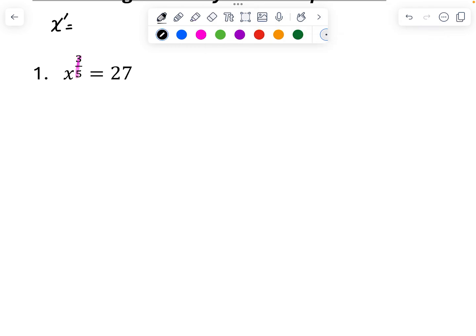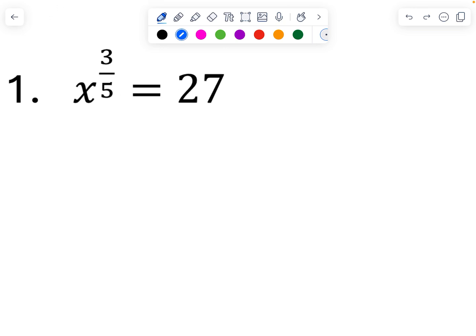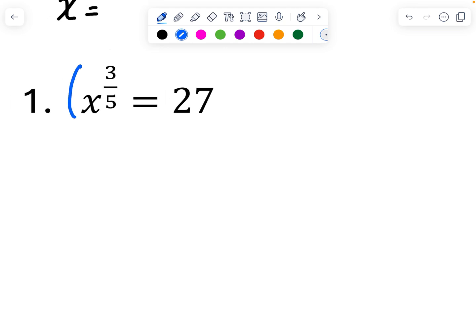So the way we get rid of that, we talked about in our last class, is we are going to take this side of the problem and raise it to the power of 5/3. And we learned, the very first day in algebra probably, that what you do to one side of the problem, you have to do to the other side. So if you raise the power of 5/3 on the left, you have to do it on the right. And the reason you do that is because this 5 will cancel out this 5, and this 3 will cancel out this 3, and so you're left with x.